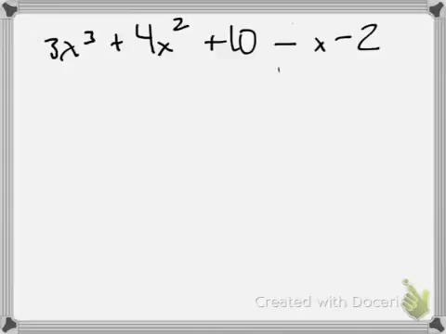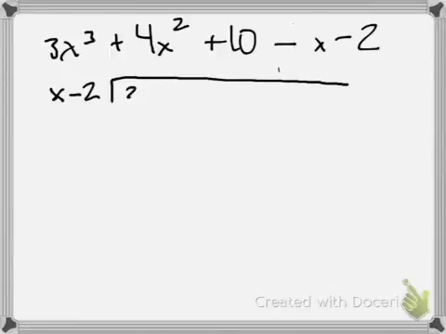3x cubed plus 4x squared plus 10 divided by x minus 2. So I'd set it up something like this. X minus 2, 3x cubed plus 4x squared plus 10.